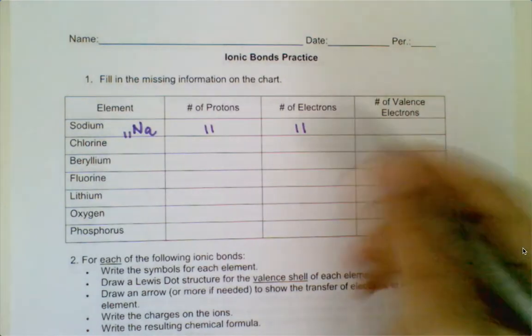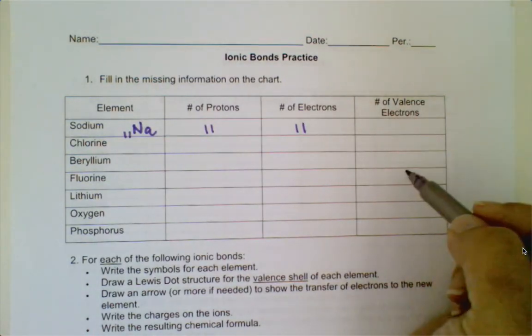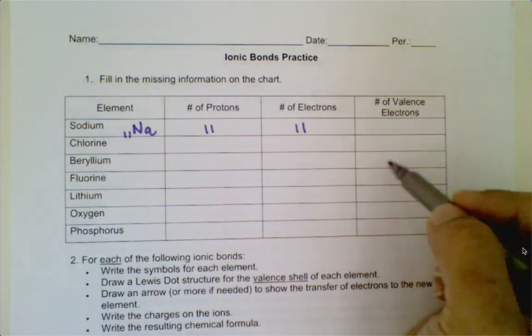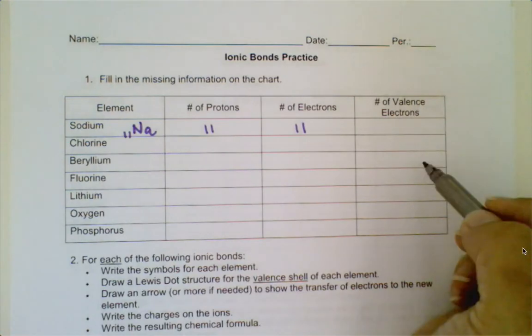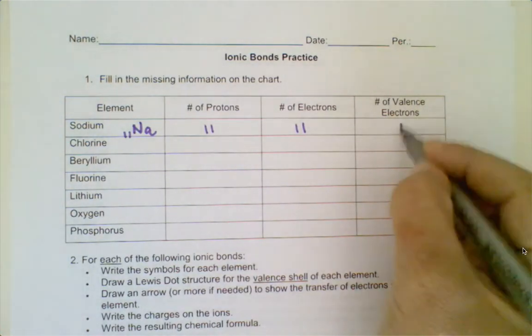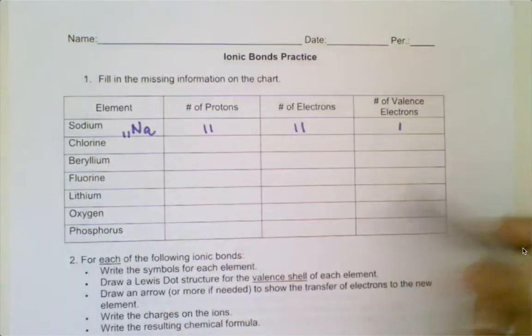When we are looking at the valence electrons, what we want to do is look at the outermost electrons. So there's 2 in the first shell, 8 in the second shell, and then 1 in the third shell. So it has 1 valence electron. So you'll complete that table.